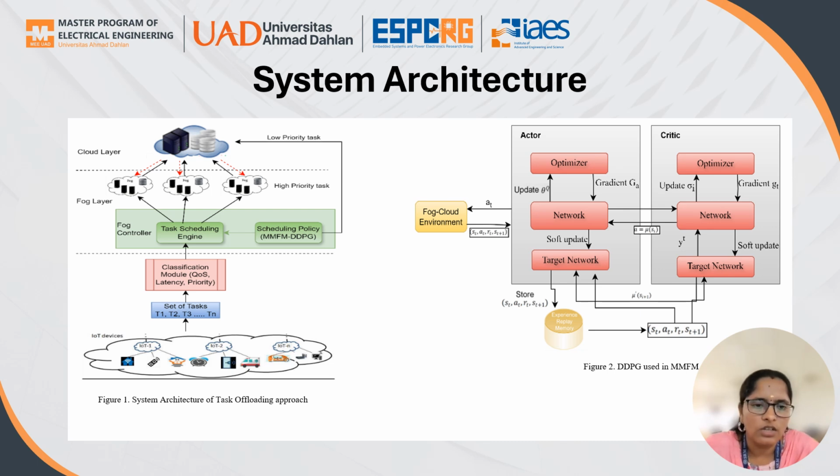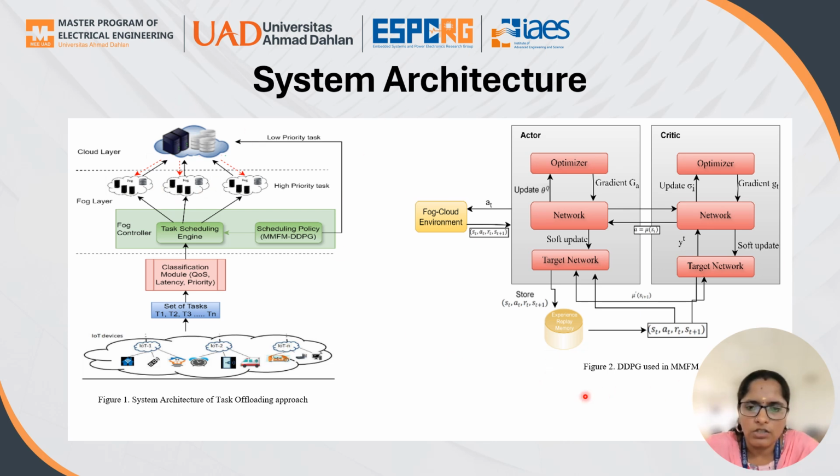This task scheduling engine will in turn use the MMFM DDPG policy, that means the scheduling policy, where the decision is taken whether to assign this task to the fog node or to the cloud node. Whichever task has the highest priority will be given to the fog layer for computation, and the task with the lowest priority is given to the cloud layer.